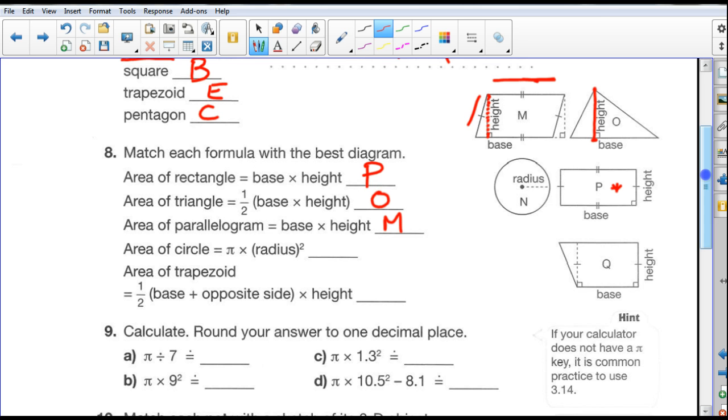Area of a circle, well, we've only got one diagram that has a circle. You can see it's pi times the radius squared, or pi r squared, so that would be N. And area of a trapezoid. We only have one left, that would be Q. But I want you to notice that it has the height in there. It's the base plus the opposite side, so it's whatever the base dimension is, plus the opposite side, which is this one right here. You add those two together, divide that number by 2, and then multiply it by the height. And the height, again, is 90 degrees from that base there to the vertex. Okay?